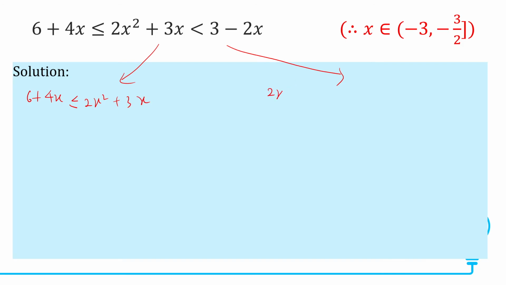And then the second one is 2x squared plus 3x less than 3 minus 2x. After that, I shifted everything to the right hand side because I want to preserve my positive. So greater than 0, 2x squared minus x, okay, 4x shifted here becomes minus 4x, so it's minus x, minus 6. If you're not familiar with this, we can always change it to this side.